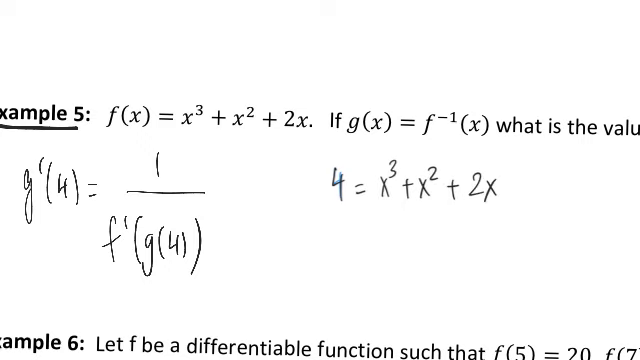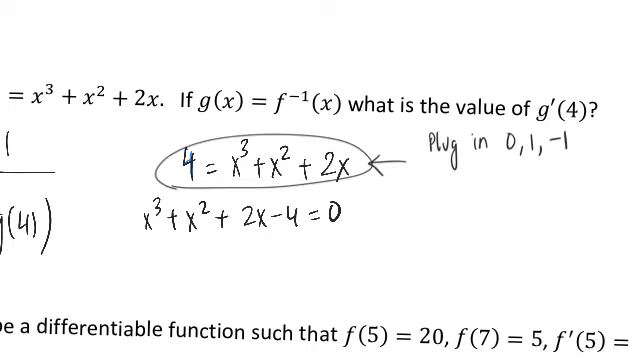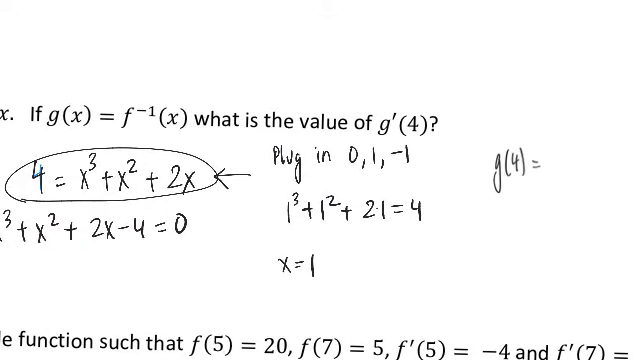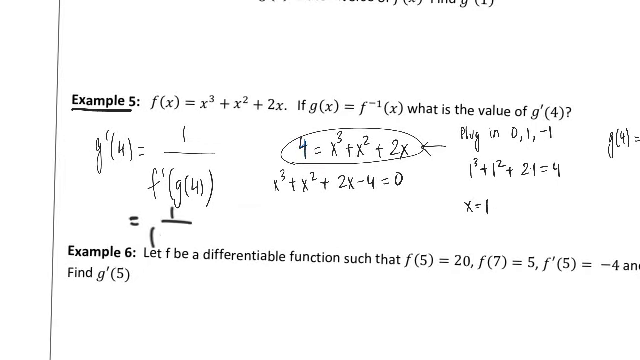Now, when that equation is something that doesn't look easy to solve, you could try to put everything on one side and see if you can factor it, but this one doesn't look like that would work. I just want to remind you that solving an equation simply means finding an x value that works. So if you plug in some simple numbers like 0, 1, -1, you can sometimes find a solution pretty easily. In this case, if we plug in 1 cubed plus 1 squared plus 2 times 1, we get 4, which means x is equal to 1 is a solution to this equation. So then that means that my g of 4 is equal to 1, and I can come back over here and say I'm doing 1 over f prime of 1.